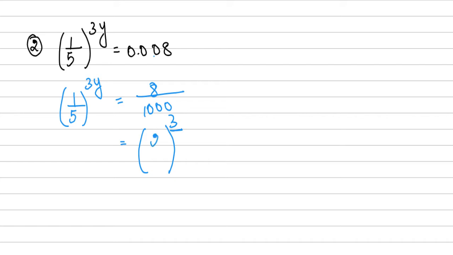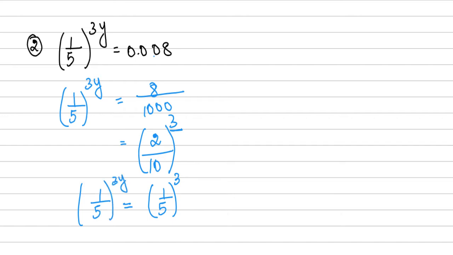Yes, we could write 2 cube. Can you express 1000 as something to the power 3? Yes, it's very easy, it is 10 cube. So now when you look at the numerator and denominator, they can be simplified as 1 divided by 5, the whole cube. And now try to equate the RHS and LHS.